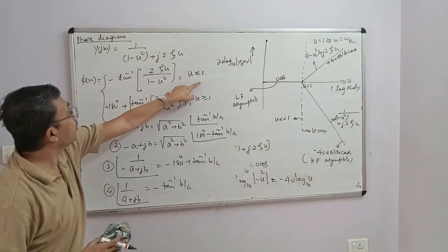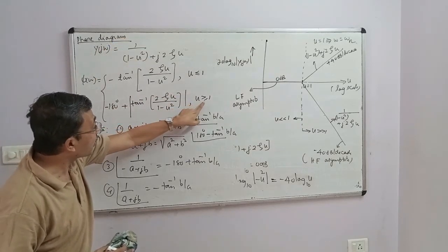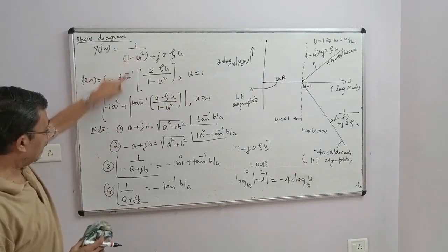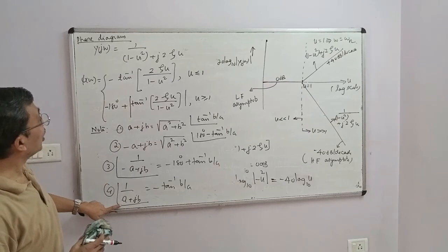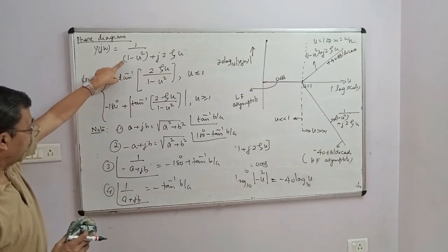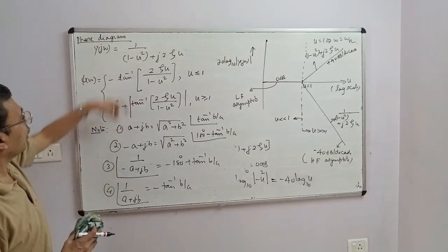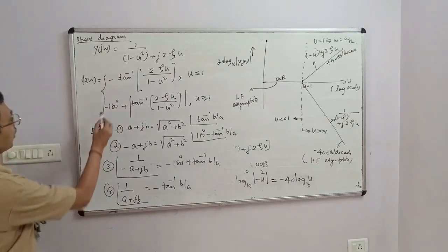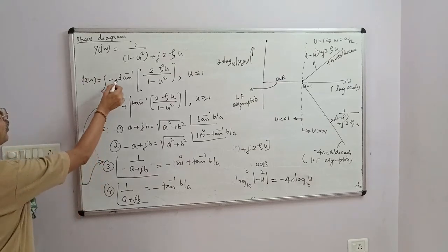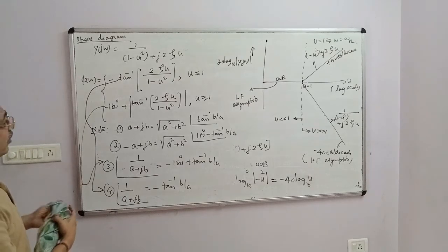When u is less than or equal to 1, the real part is positive, and I apply this formula. When u is greater than or equal to 1, the real part is negative, and I apply this formula. Correct? I think the expression for phi of omega is clear. For this expression, I applied this formula. For this expression, I applied this other formula. I made things very clear.